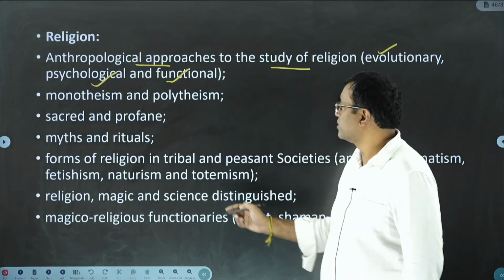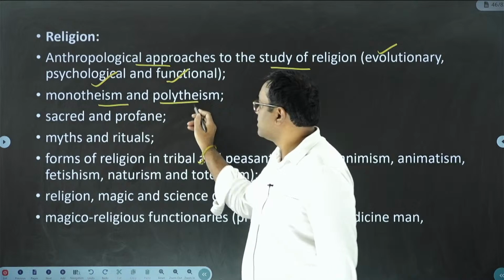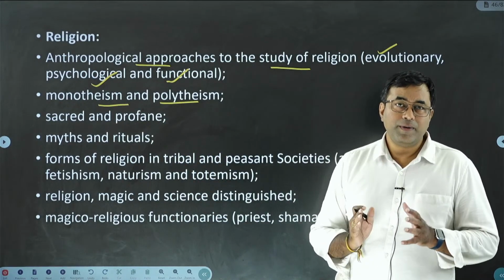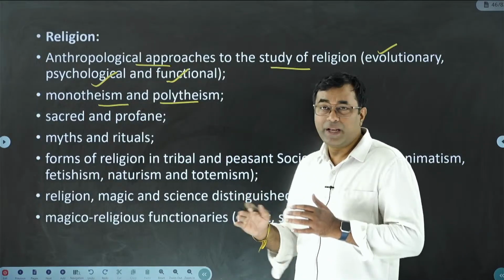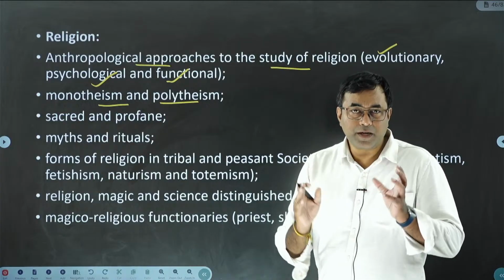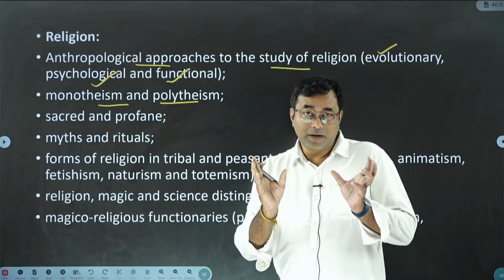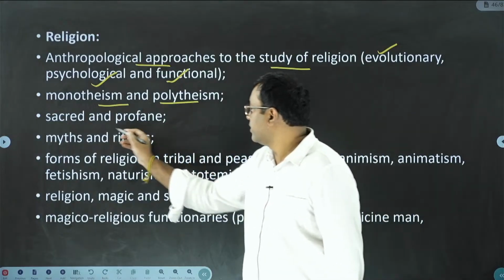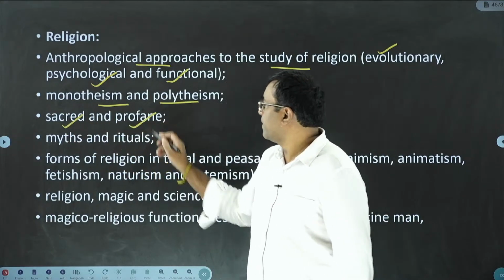Similarly, other theories follow. Next, monotheism and polytheism. Monotheism means only one God, and that God will be worshipped. In polytheism, many gods are there and many gods are being worshipped. How these particular concepts have evolved over a period of time in different societies will be discussed.